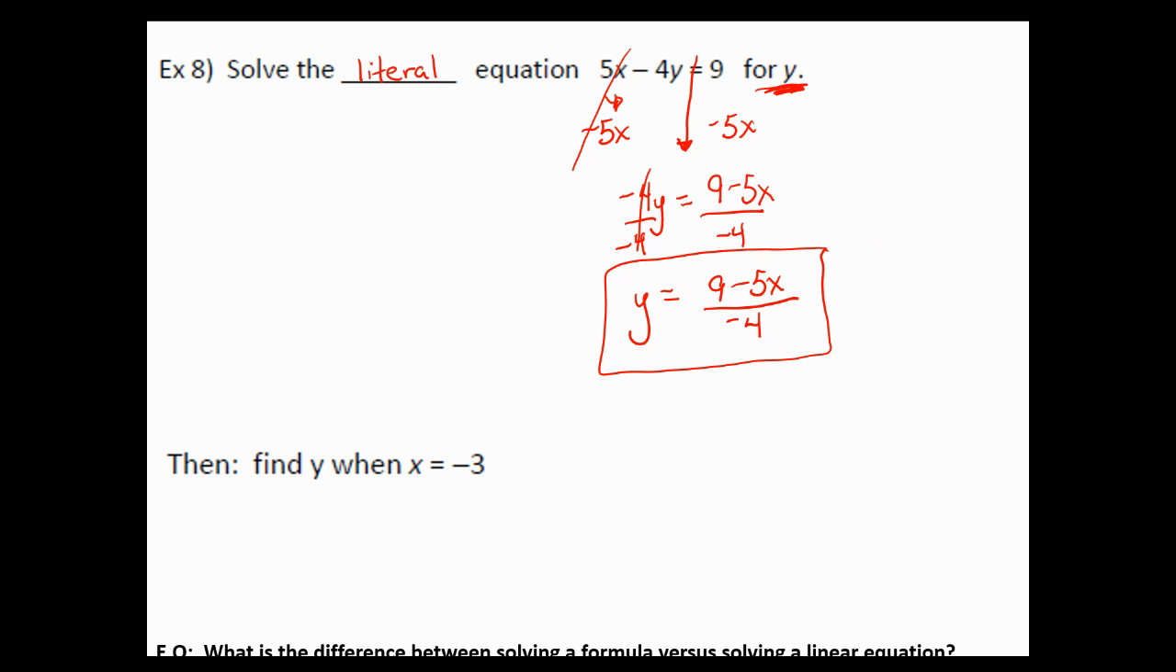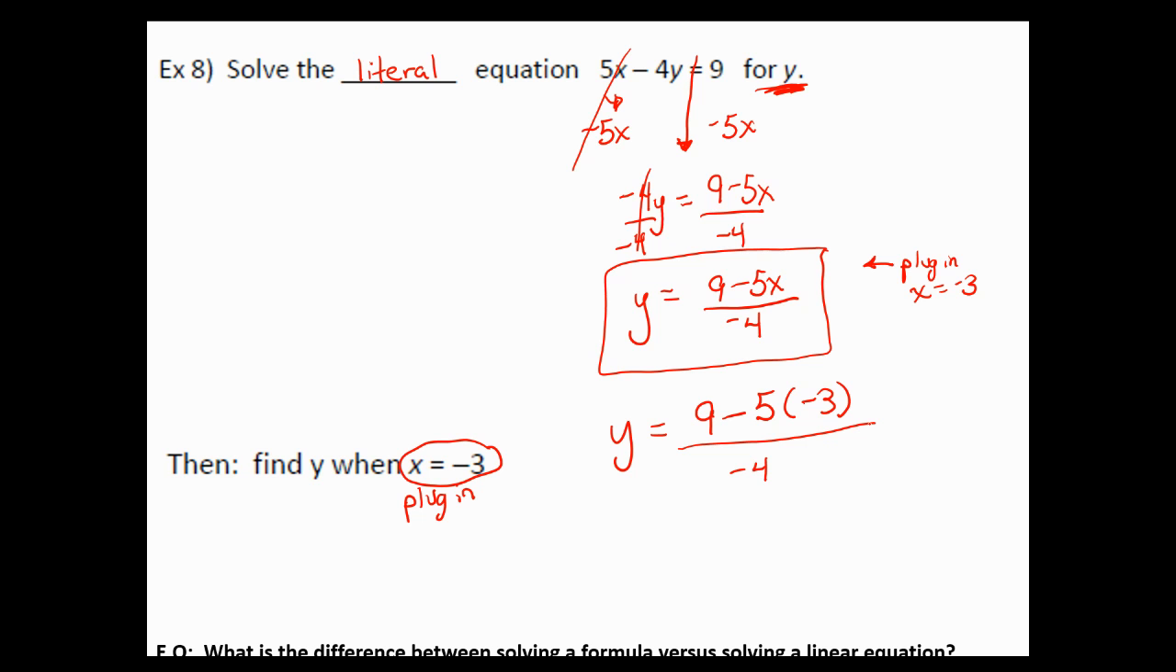Now we're going to do step 2. Find how much y is worth when you plug in x is -3. So you're going to plug it in. So y will be equal to 9 minus, and right here, we're going to plug in x is equal to -3, right here. So 5 times the -3. So take out x, and I put in -3 all over -4.